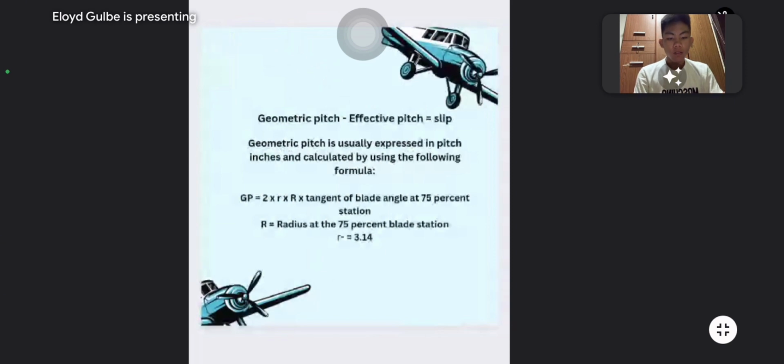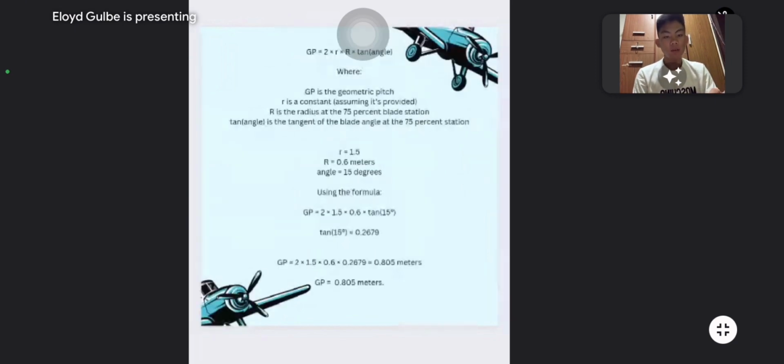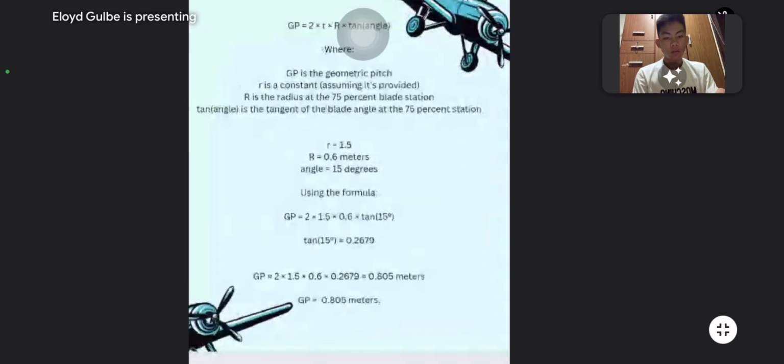Next, geometric pitch minus effective pitch equals slip. Geometric pitch is usually expressed in pitch inches and calculated by using the following formula. GP equals 2 times pi times R times tangent of blade angle at 75% station. R equals radius at the 75% blade station, then pi equals 3.14. And this is the example on how to solve this problem.